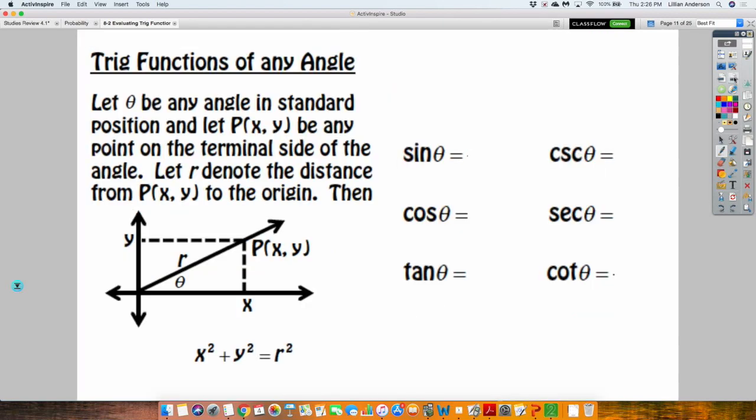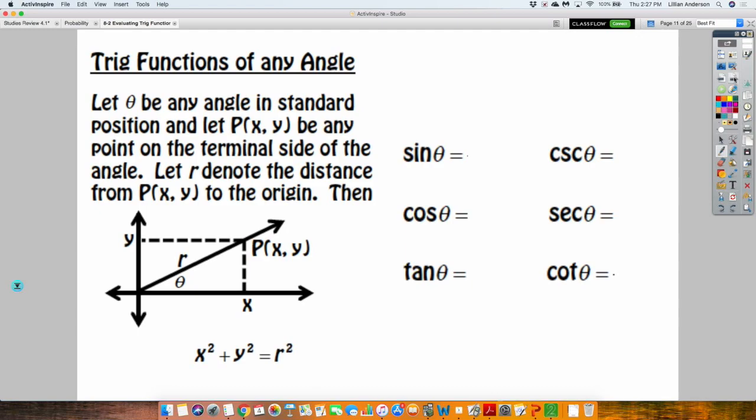So, trig functions of any angle. You can actually find a trig function of any angle. Any angle. If you let theta be any angle in standard position, in other words, vertex at the origin, initial side on the positive x-axis, and you let P be some point (x, y) on the terminal side of the angle, R is the distance from P to the origin, like so, then you have your 6 trig functions, and we can actually figure out each one of their ratios based off of this information.